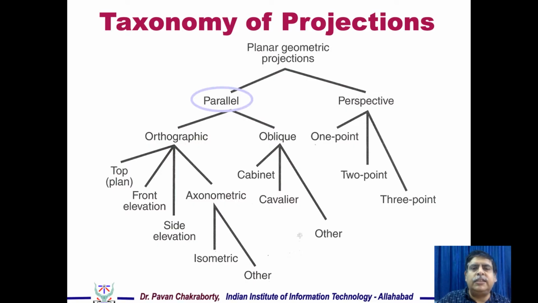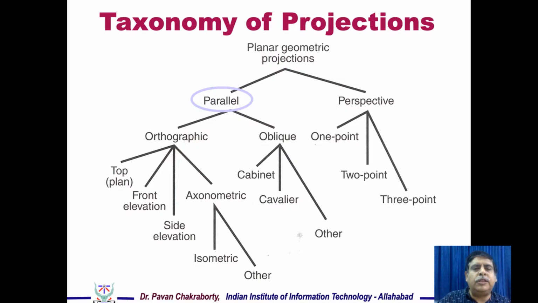So let us first deal with parallel projections. Parallel projections can be seen as orthographic projections and oblique projections. Orthographic projections are generally done for designs, like if I would like to have a building made, I would make a blueprint of the top plane, the front elevation, the side elevation, and I could also make an axonometric, that is isometric, and other projections.